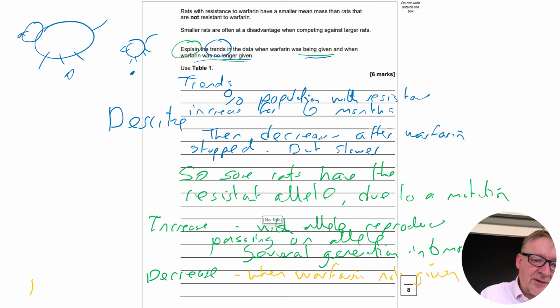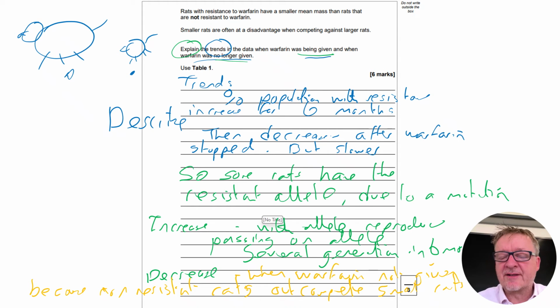Because non-resistant rats out compete these small rats. Okay, so those ones at the left that didn't die, that are not resistant, start reproducing again once the warfarin's stopped. And because they're bigger and they're stronger, they will then start to win the population battle again.